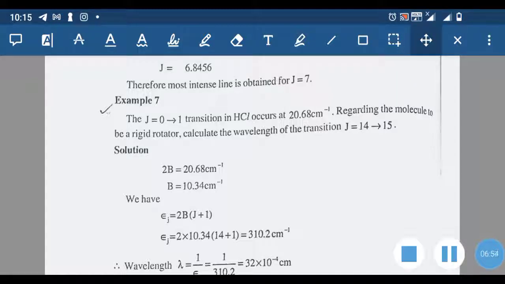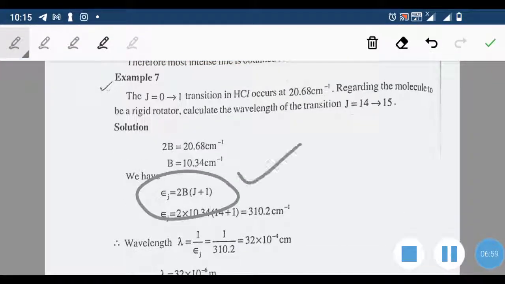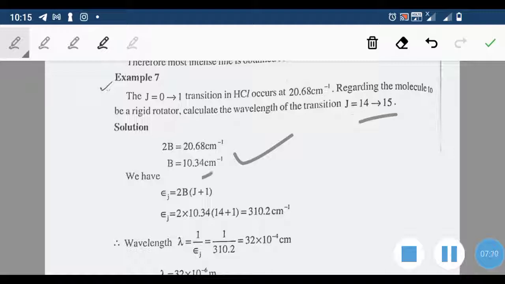The expression for transition energy, that is the frequency or the wave number corresponding to a particular transition, is given by 2B into J plus 1. For 0 to 1 transition, J equal to 0. So for the first transition, epsilon J is obtained as 2B, equal to 20.68. So B is equal to 10.34 centimeter inverse. Now for the transition 14 to 15, we substitute J as 14. So epsilon J is 2 into 10.34 into 14 plus 1, which is 310.2 centimeter inverse.